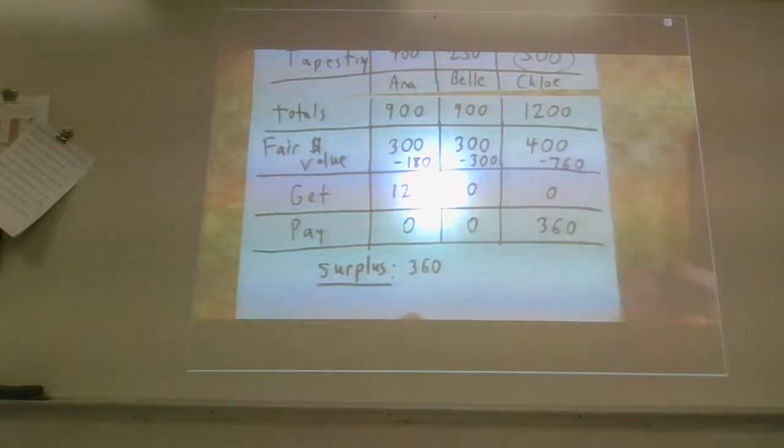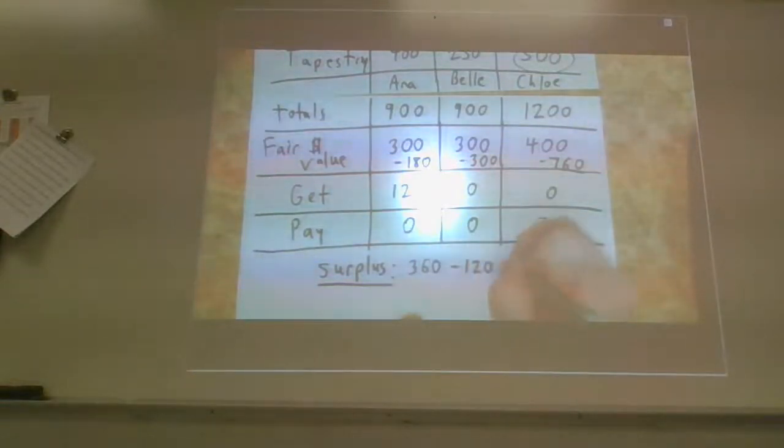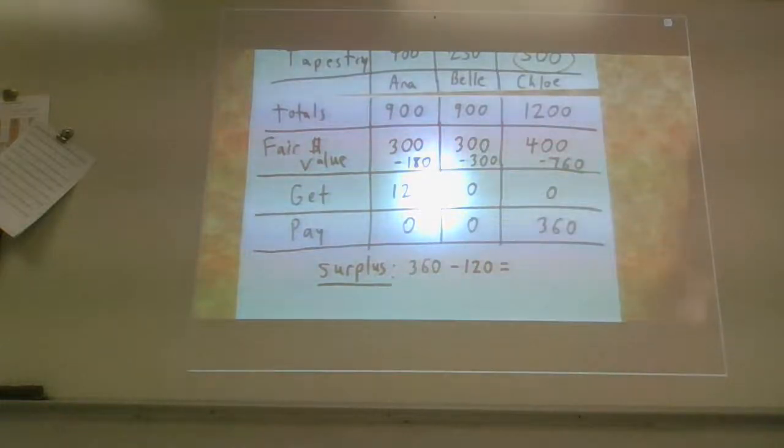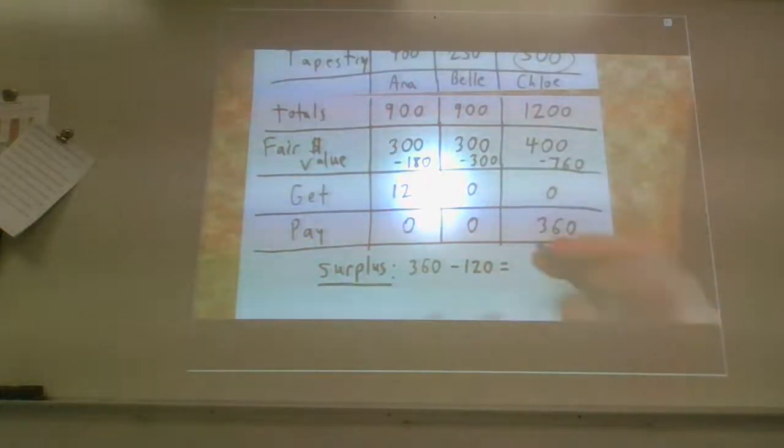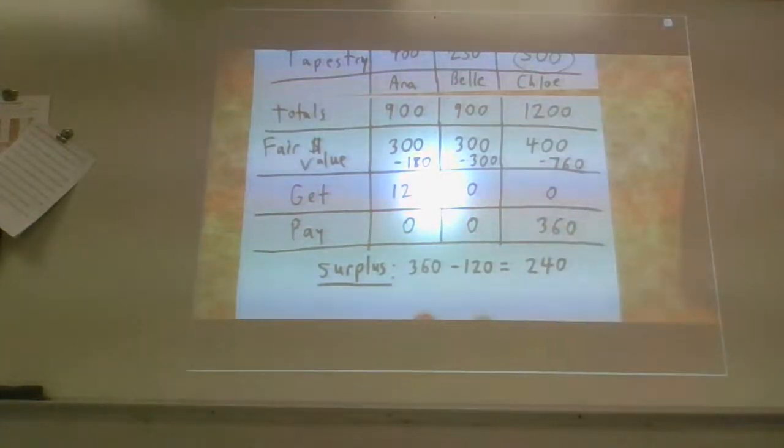Chloe pays the 360, and 120 of that goes to Anna. 360 minus 120. Why am I even bothering reaching for a calculator? $240 is the surplus, just extra money. Chloe had to be fair, so she had to pay $360 in order to meet the fair dollar value. That money is temporarily held by an intermediate person, like a lawyer. And 120 of that is specifically going towards Anna. So there's 240 left over.